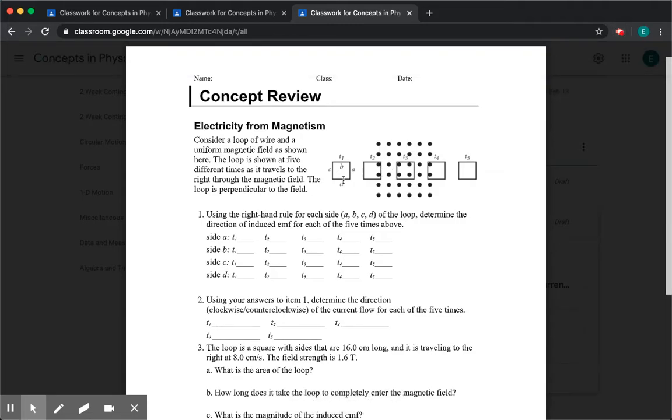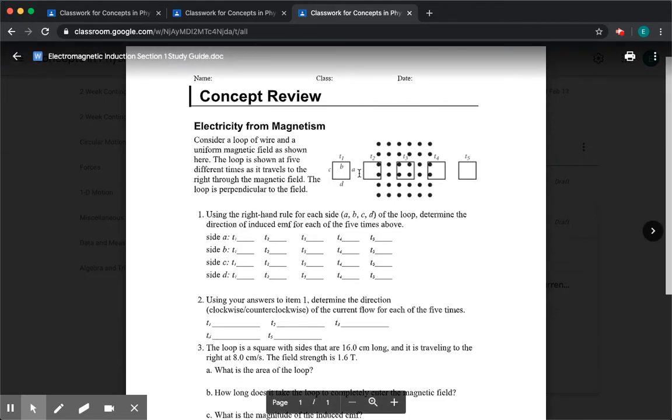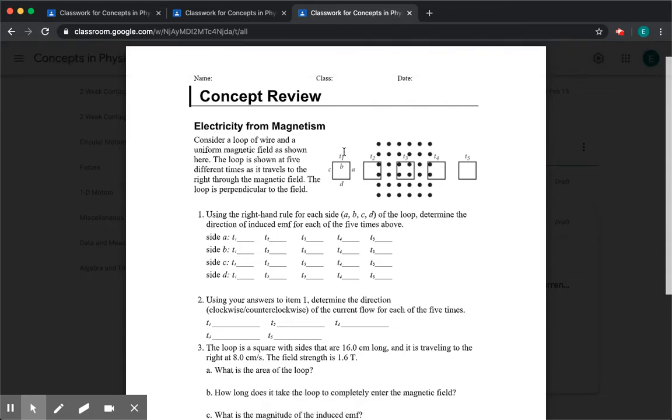You have a square loop traveling to the right. As it travels to the right, it ends up going into a field and then coming out of the field. Notice how the dots don't cover everything. It's a small little section. So what they're trying to tell you is that this is at time 1, time 2, time 3, and so forth. The loop is traveling through it. So at different times, they want us to write down where the flow is or how it's flowing around. So at T1, are we in the field yet?